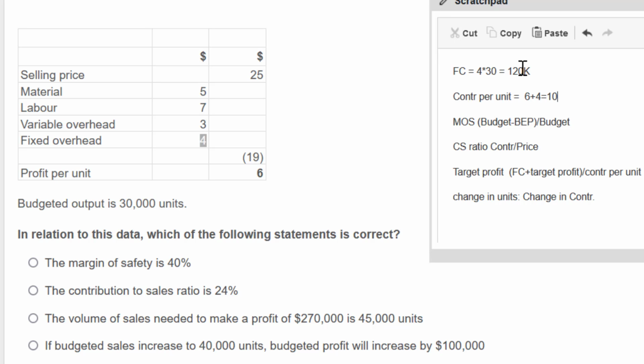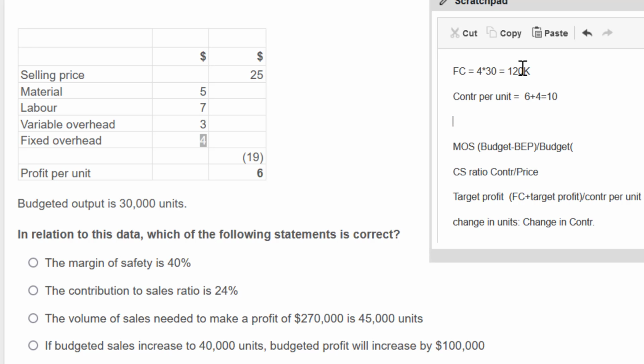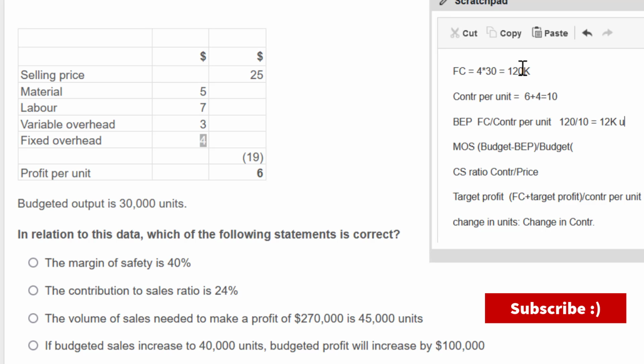Now that we've got those two figures, we can get rocking. And margin of safety, let's see if it is 40%. So that's going to be the budget minus the break-even point. Well, let's just quickly do break-even point above. Again, one more item here. Break-even point, that's going to be the fixed cost divided by the contribution per unit, and that will be the 120 divided by 10, so that will be equal to 12K units is the break-even point in units.